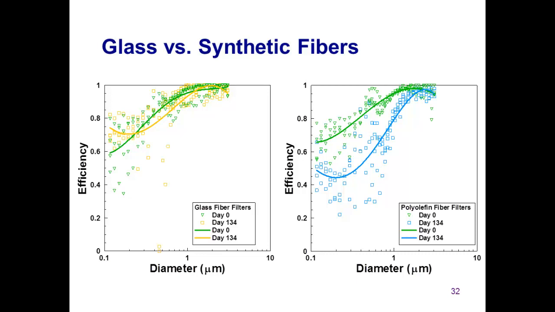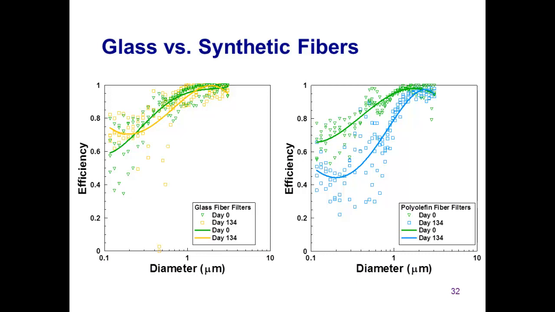These figures show the filter efficiency as a function of diameter at the beginning and the end of the test period for each type of filter. On the left, the green data and curve represent the filter efficiency for the uncharged fiberglass filters just after they were installed. The yellow data and curve show the efficiency after 134 days of use. There were no statistically significant differences between the day 0 and day 134 efficiency measurements, except for the very smallest particle sizes that exhibited a small increase in efficiency.